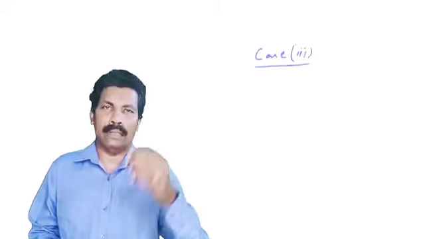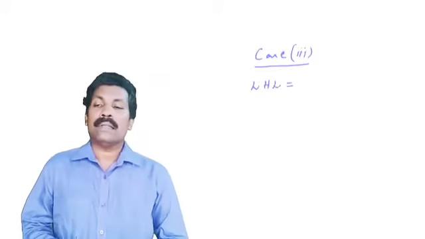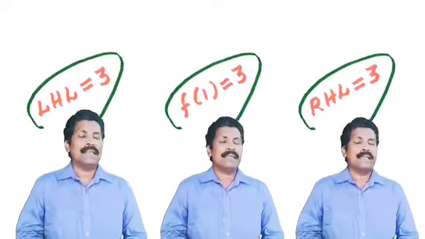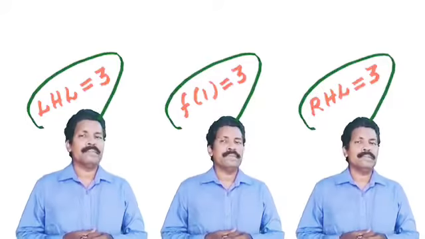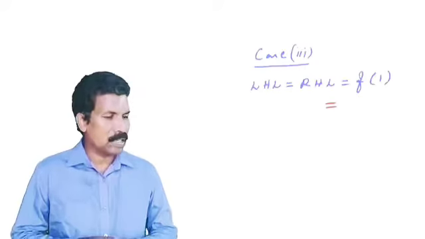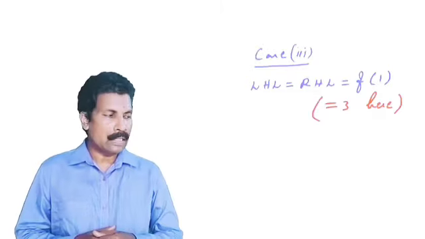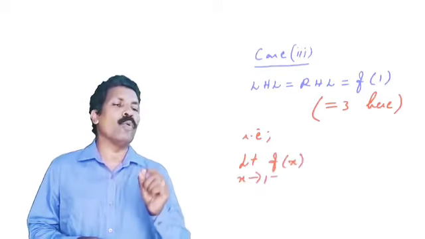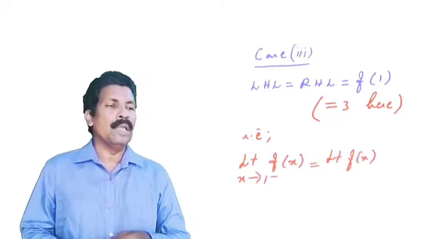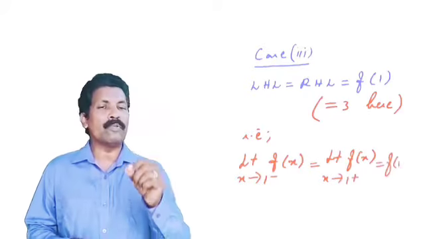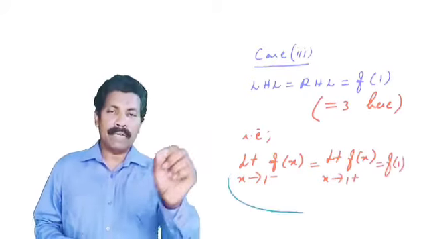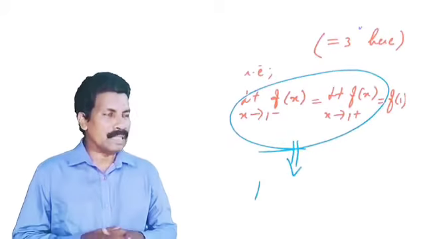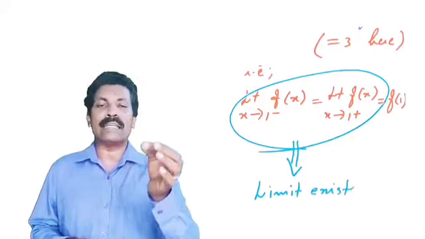And in case 3, what was LHL? LHL is equal to RHL is equal to f(1), which is equal to 3 here. That is, limit of f(x) as x tends to 1 minus is equal to limit of f(x) as x tends to 1 plus is equal to f(1). And when this LHL is equal to RHL, we can speak of limit. That is, limit exists here.